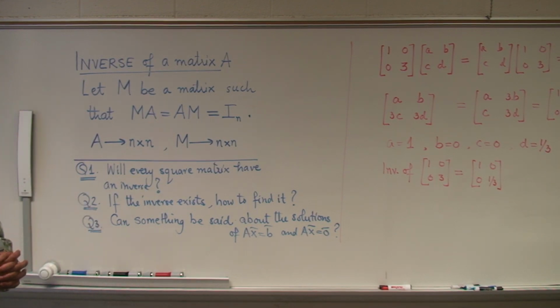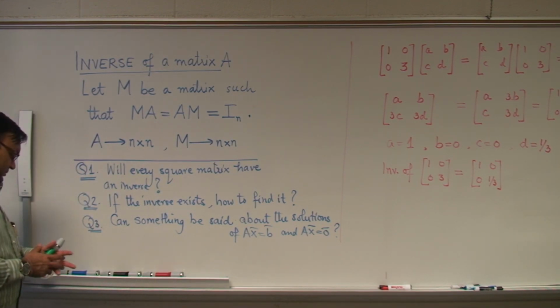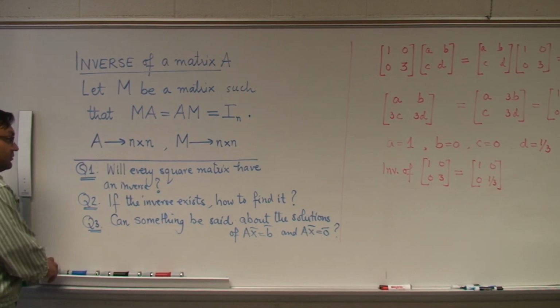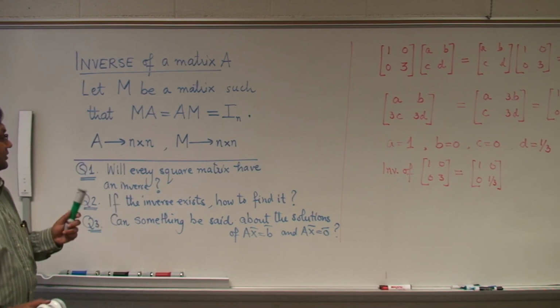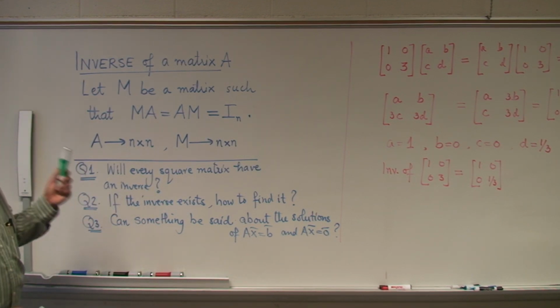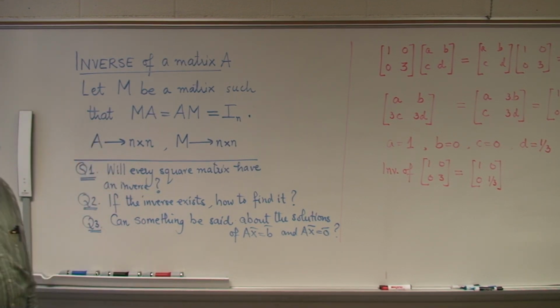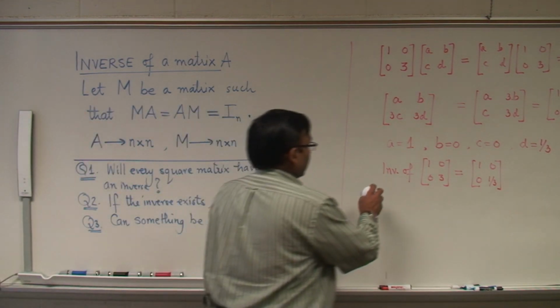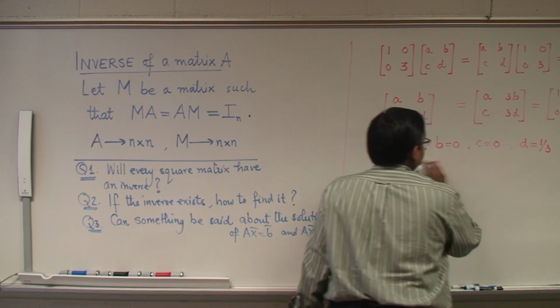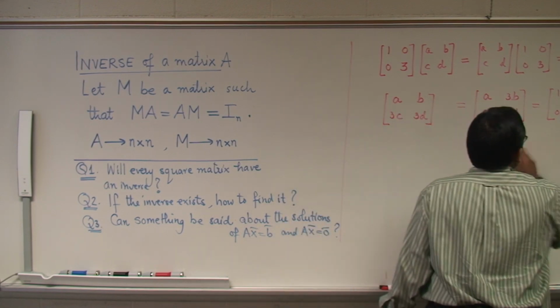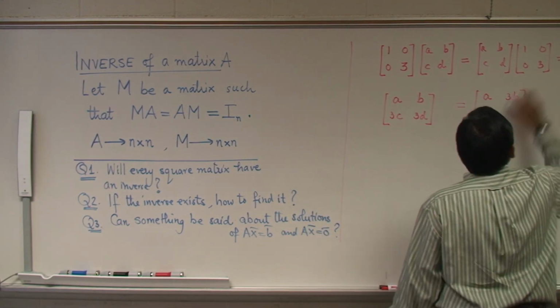But could there be a matrix which does not have an inverse? Of course, you will say, oh, how about non-square matrices? So let us be more careful. Could there be a square matrix which does not have an inverse? Because we are only talking about inverse of a square matrix. So let's try our luck and see if we can find a matrix for which there will be no inverse.